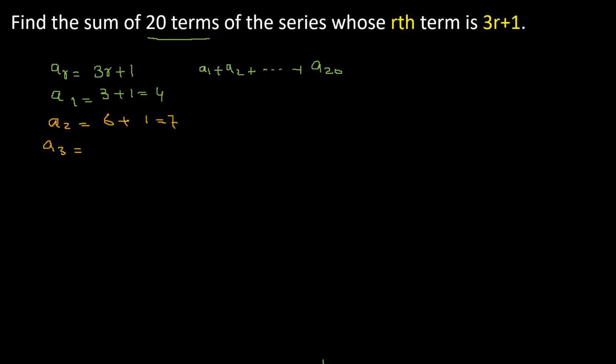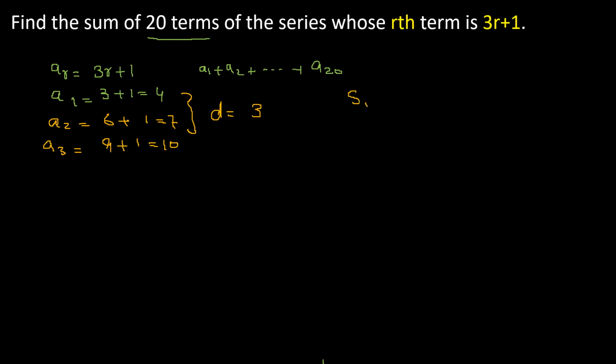A3 will be equal to 9 plus 1, which is 10. So from here we can see that the terms are in AP, whose common difference is 3, and the first term and the last term are given. It's important to be clear that the given terms are in AP, otherwise we can't use the formula that we have obtained.